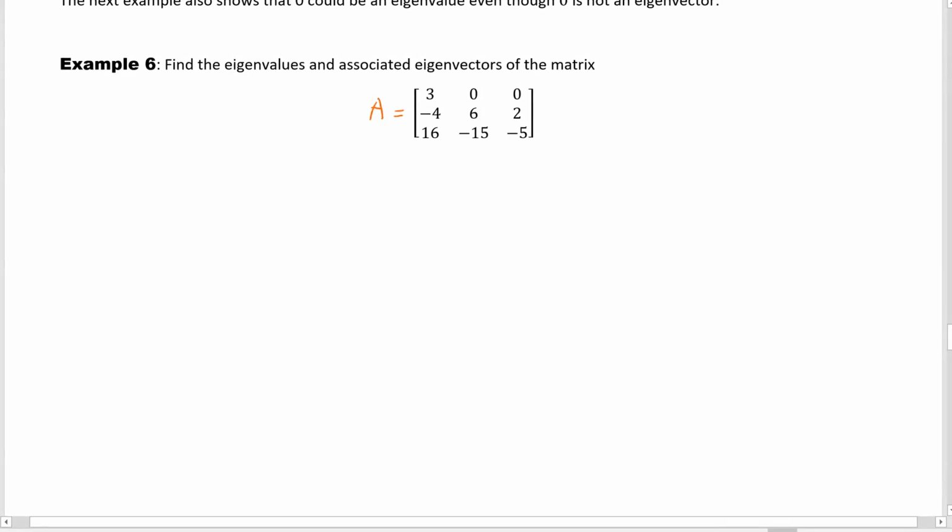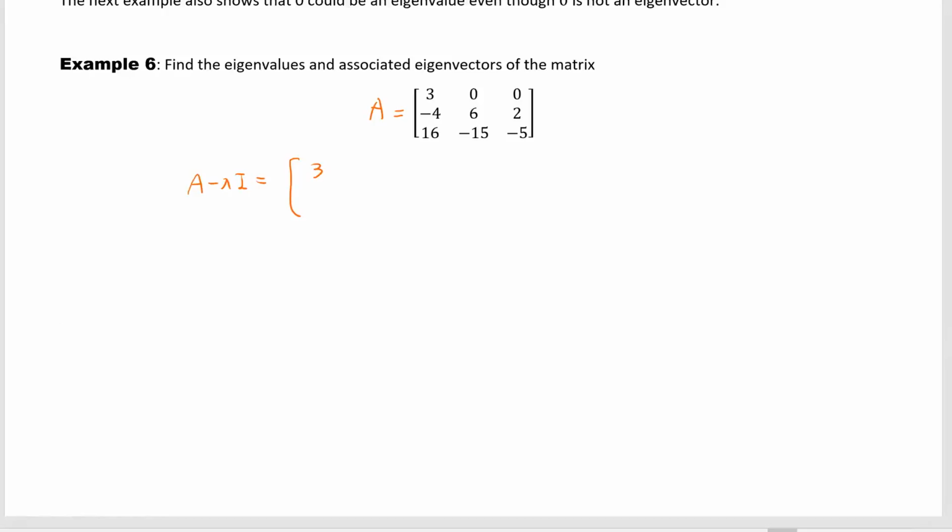This is our A, so the steps are very similar as before. So let's look at A minus lambda I. Well, that is, we subtract lambda from the diagonal entry. So 3 minus lambda, 6 minus lambda, minus 5 minus lambda. And all the other entries stay the same.